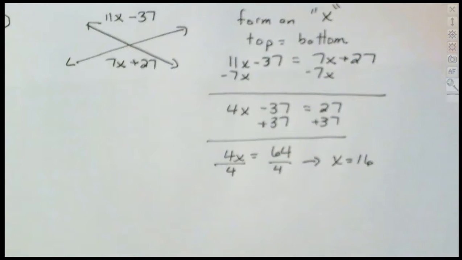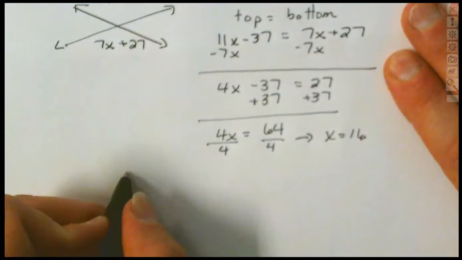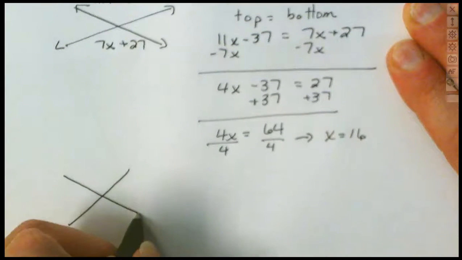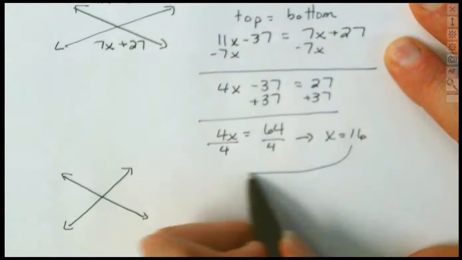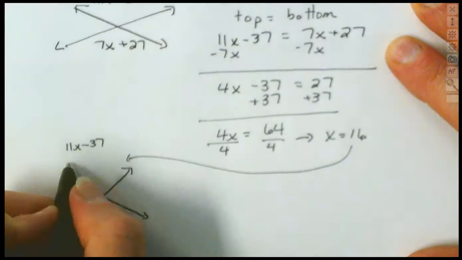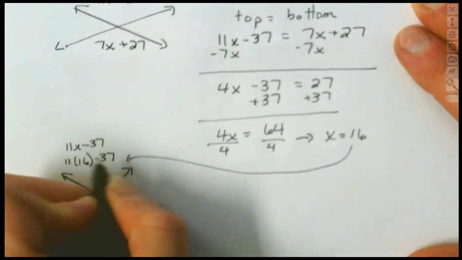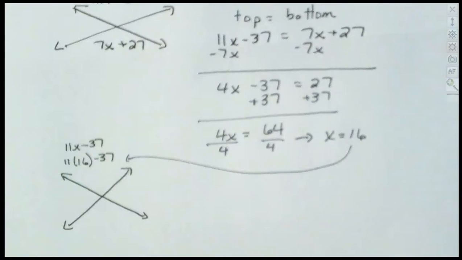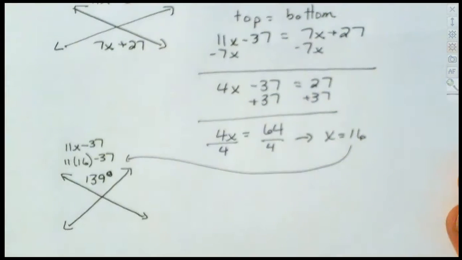That is not our answer, though. Okay, to get the answer, we have to find both sides of this x here. So I'm just going to redraw it, and we're going to plug that 16 in. So we've got 11x minus 37. So that's 11 times 16 minus that 37. And 11 times 16 is 176 minus your 37. That makes it 139 degrees for that piece.